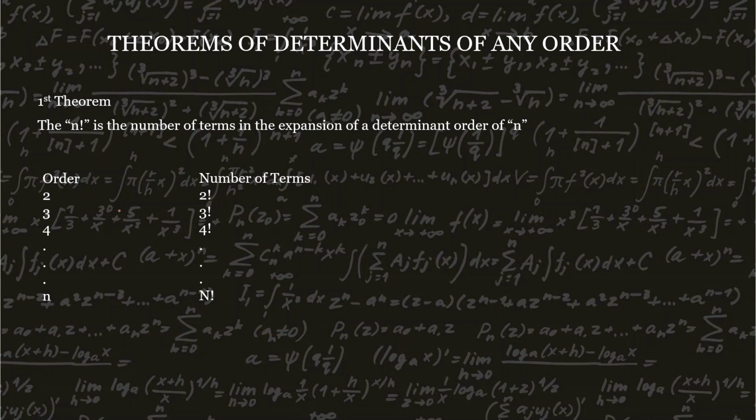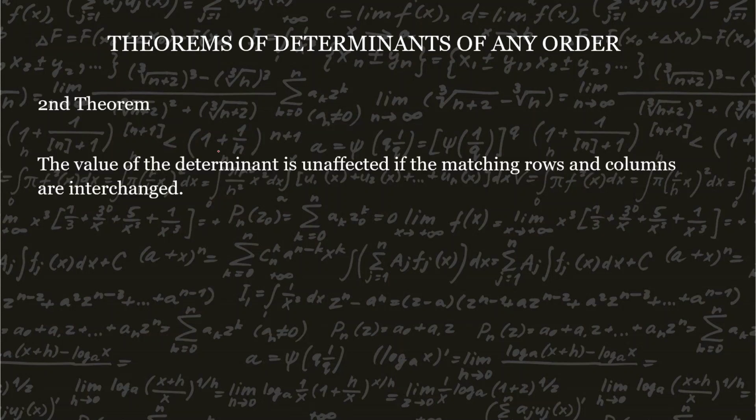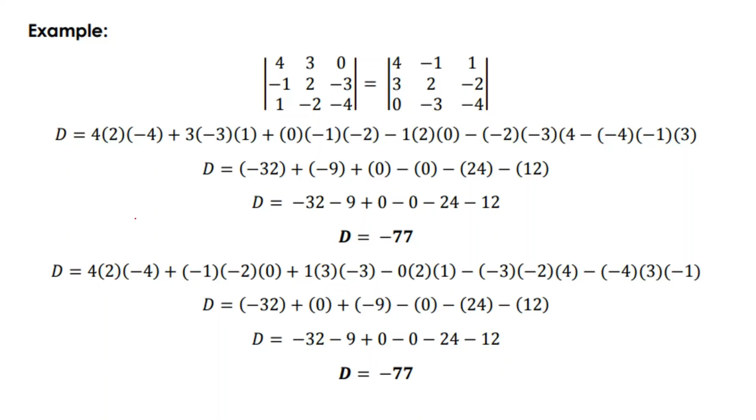Proceeding to the second theorem, the value of the determinant is unaffected if the matching rows and columns are interchanged. Let's say for this given example, we interchange the matching rows and columns. Row 1 became column 1, row 2 became column 2, and row 3 became column 3.